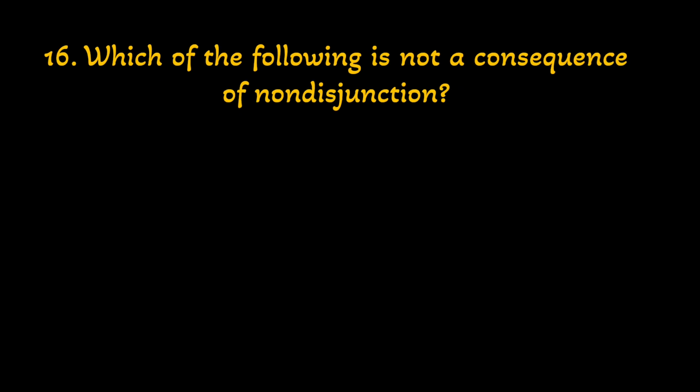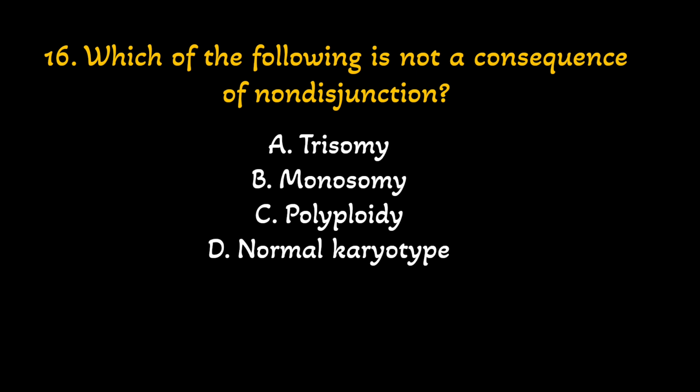Now the 16th question is, which of the following is not a consequence of non-disjunction? Among the 4 options that will be displayed to us, we have to find out which is not a consequence of non-disjunction. So let's see the options. Option A is trisomy, B monosomy, C polyploidy, and option D is normal karyotype. So what do you think is the correct answer for this question?